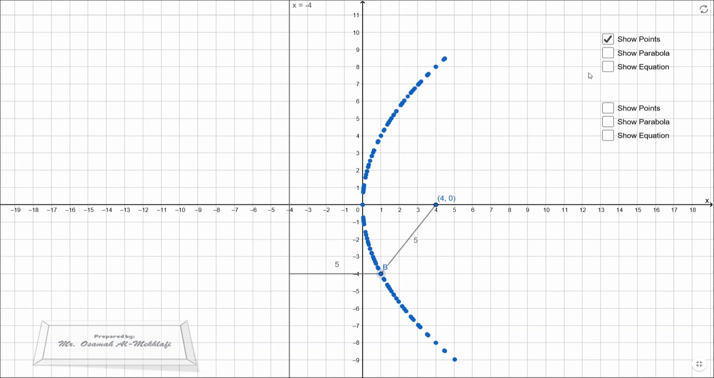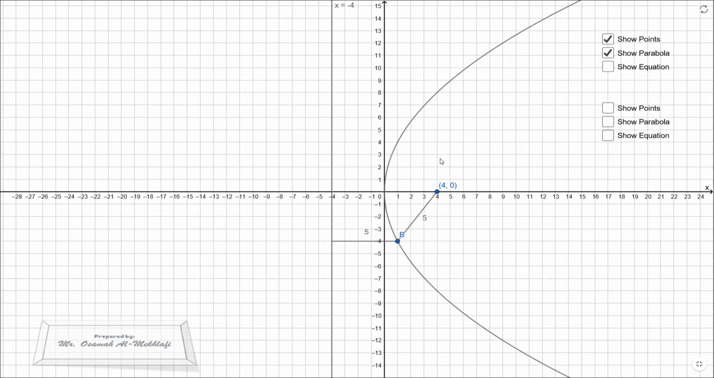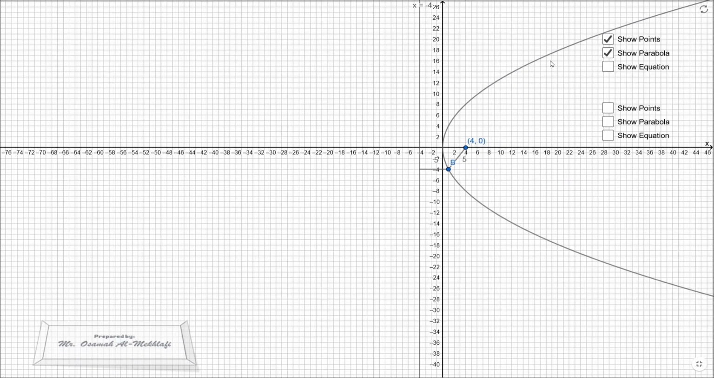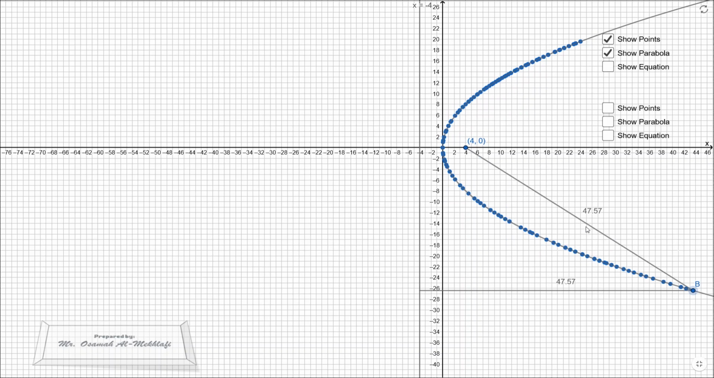And we can show the parabola itself. So the parabola itself is going to look like this. Eventually, it's going to look like this. Now, this is the shape of the parabola. Any point on this parabola has a distance to the focus that is equal to the distance to the directrix. Even here, the distance is 47.57 and the distance here is 47.57. They're exactly equal to each other. So again, this is what we call the parabola.